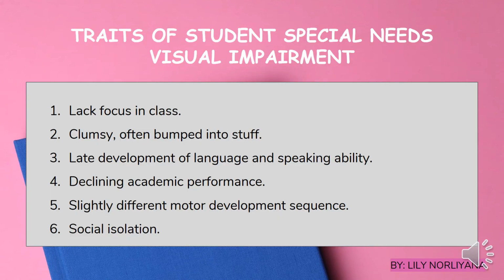Traits of student special needs with visual impairment. First, if a child cannot see what he learns, he will lack focus in class. Second, a child will be clumsy and bump into stuff because his vision is not clear. Third, if a child cannot focus in class, his development of language and speaking ability will be late and their academic performance also declines. Next, if a child has visual impairment from baby, he will have slightly different motor development. Lastly, he does not have many friends because he does not socialize with others.